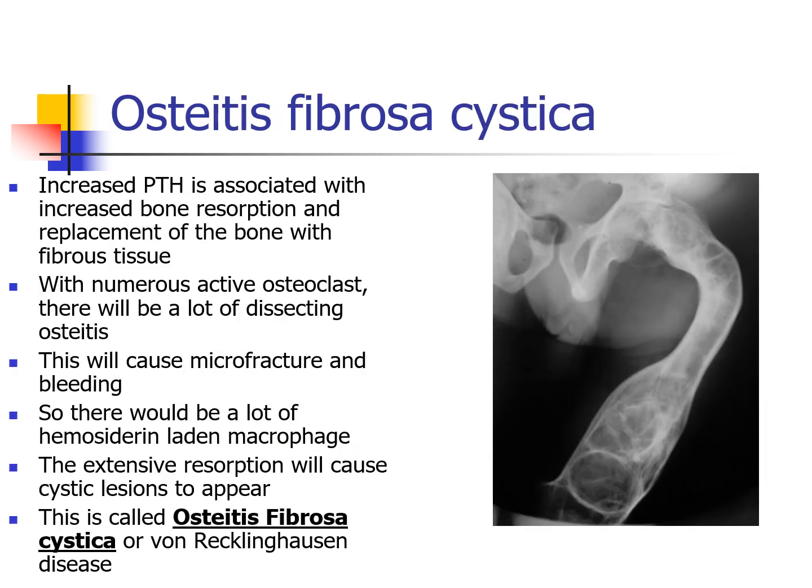Another manifestation of hyperparathyroidism is osteitis fibrosa cystica, where there are numerous active osteoclasts and increased bone resorption with replacement of the bone with fibrous tissue. This is due to the increased parathyroid hormone.